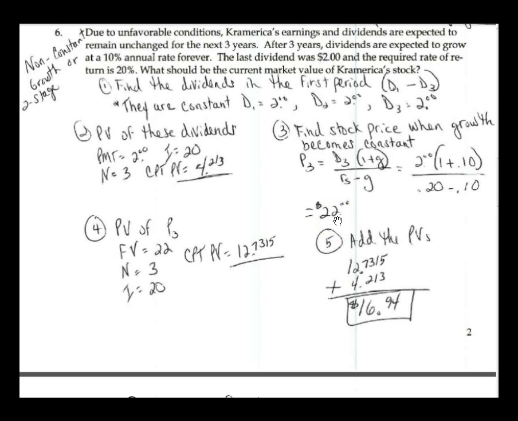Step 4 is to find the present value of this stock price. This is a future stock price when growth becomes constant, so that becomes a future value. You have 3 years, 20% required rate of return, solve for your present value, and you should get 12.7315. You add those present values together, and you should find that it's $16.94. Rounding at the end is perfectly fine, and I encourage you to do it. Round at the very end because that's how I express dollars and cents.